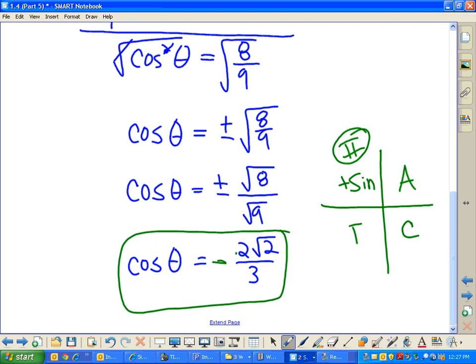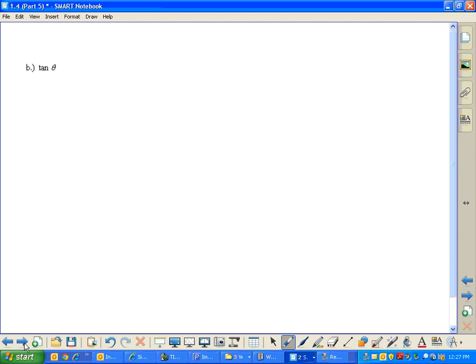Questions about that? All right, let's do it again. This time, we know what cosine is and we know what sine is. I have to find tangent. So I know sine and cosine, and I have to find tangent. Scout, what identity would we use?